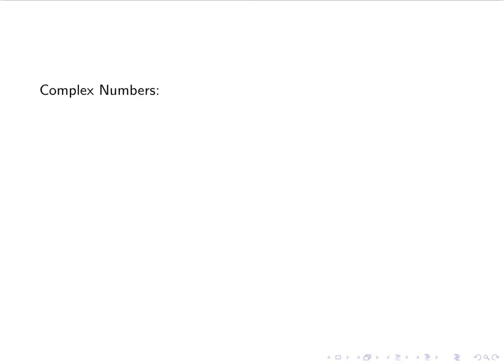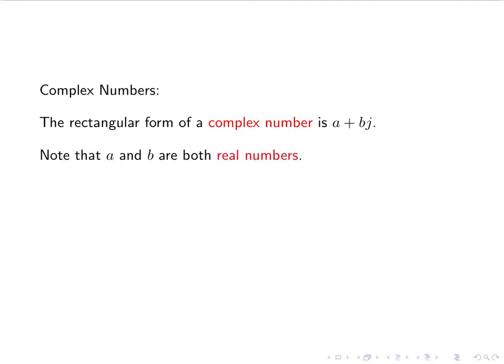Okay, so now we're going to look at what's called complex numbers. So the rectangular form of a complex number is a plus bj. A and b are both real numbers. I'm taking that real number b, multiplying it by j, so that b times j is an imaginary number, but b itself, the coefficient of j, is a real number.